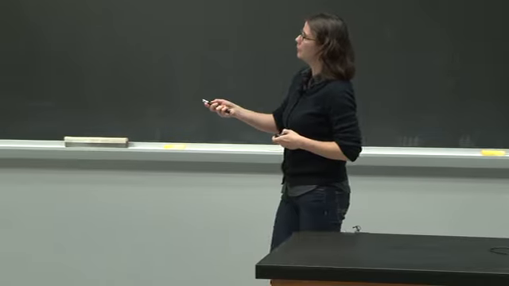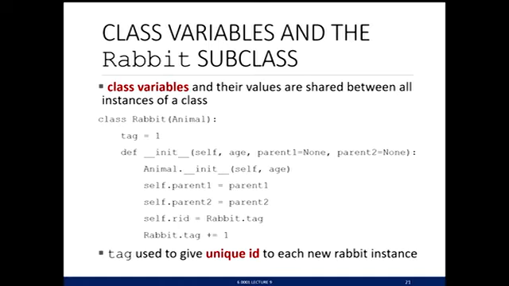Class variables are going to be variables whose values are shared between all of the instances in the class. So if one instance of the class modifies this class variable, then any other instance of the class is going to see the modified value. It's shared among all of the different instances. So we're going to use class variables to keep track of rabbits.